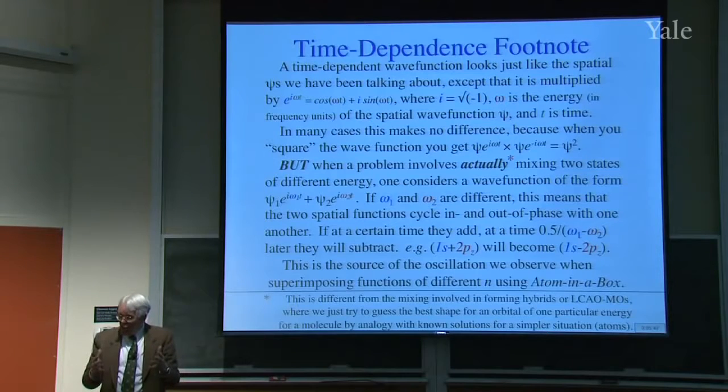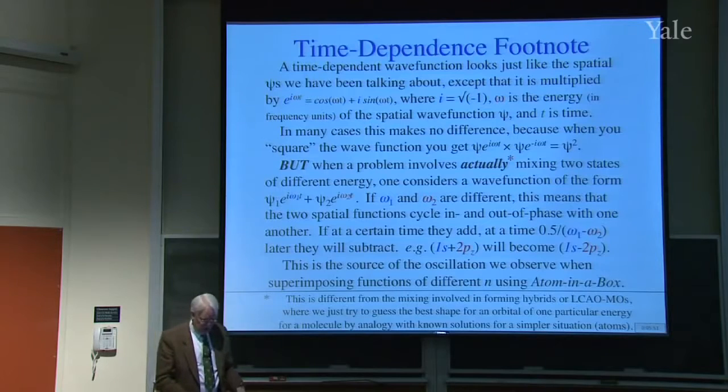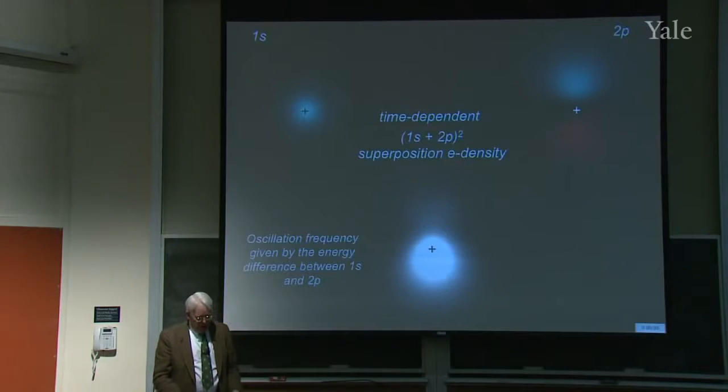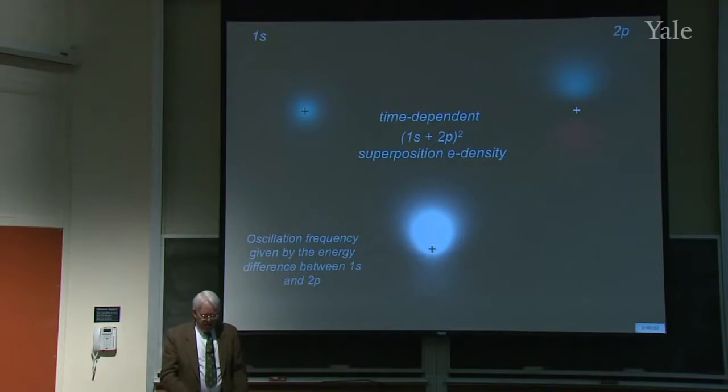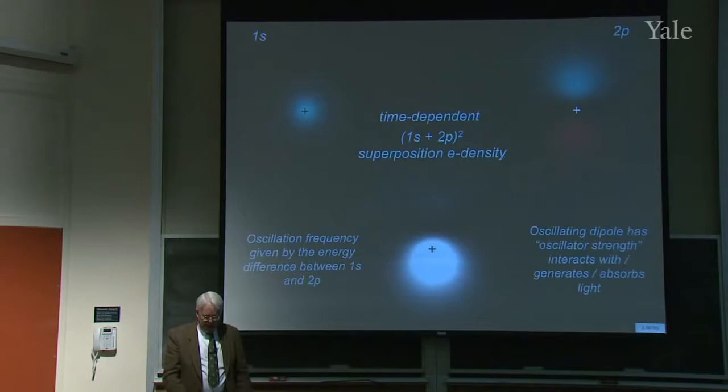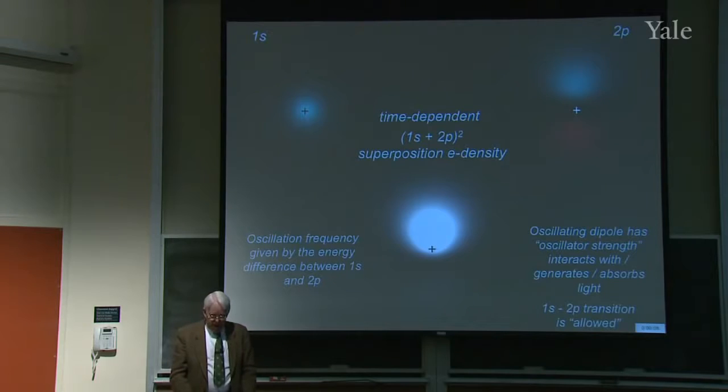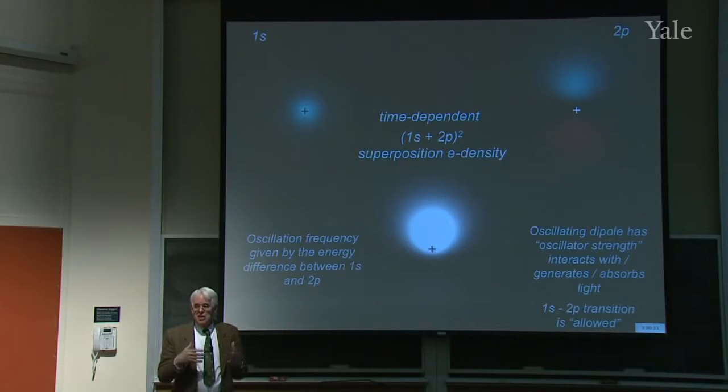But when light is involved, you actually mix states of different energies. It's a different situation. Okay, so we get this oscillation up and down, which interacts with light. It can generate light, it can absorb light. Now, the 1s to 2p transition is said to be allowed because it happens with light, right? But there are other mixtures that don't generate light.